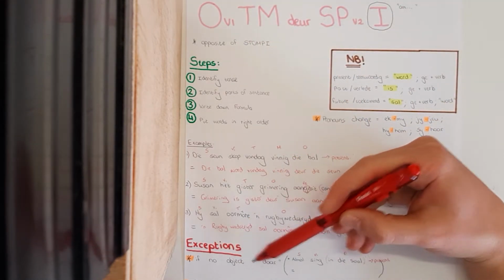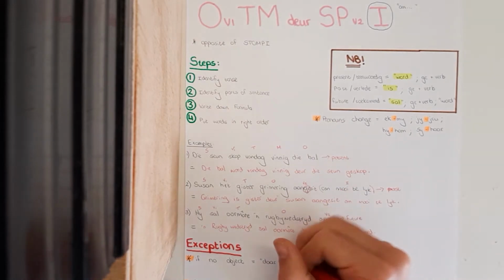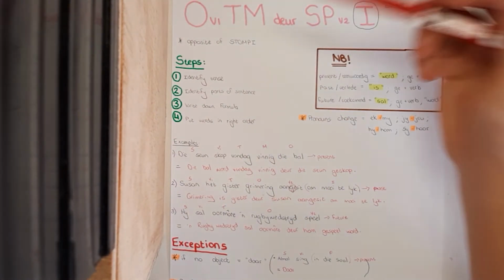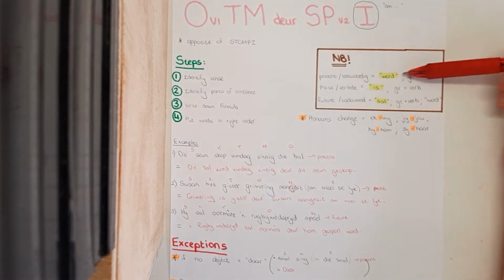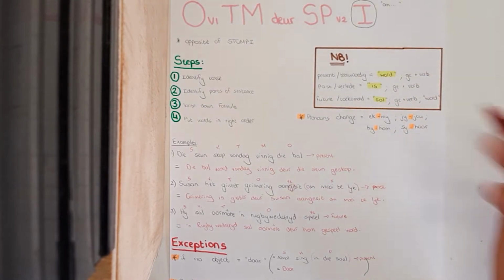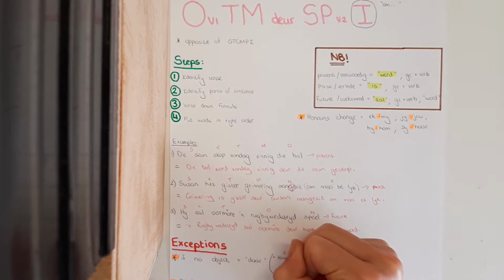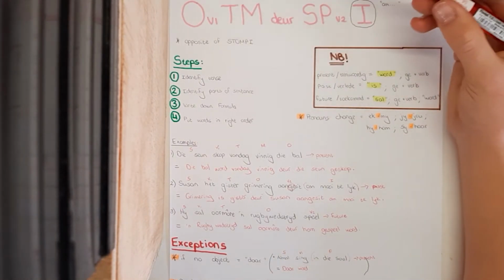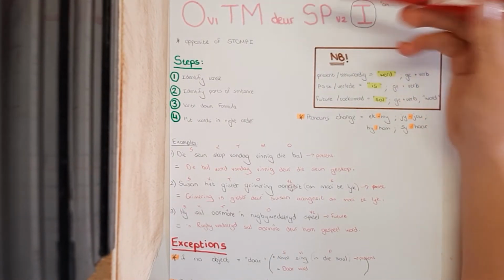So what does the exception rule say? We're going to use daar. And we just continue with our formula. Verb 1 is our highlighted words here. What tense are we in? Present, meaning we're going to use word. Daar word. Is there time? No. Is there manner? No. Deur.